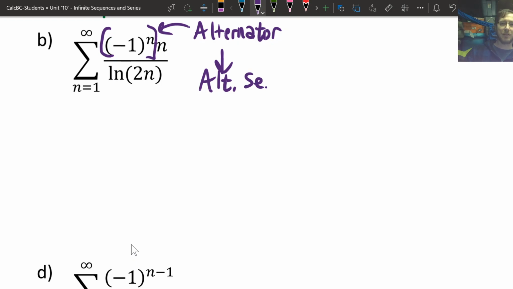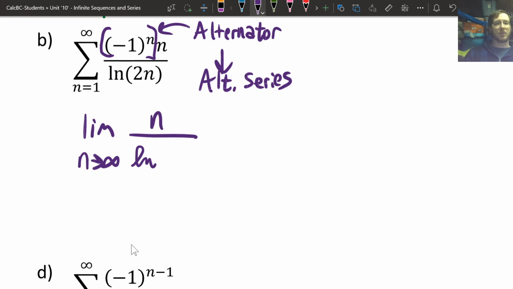All right, so let's see if we can use the AST. We want to look at the limit as n approaches infinity of the rest of that rule. So we've got n over natural log of 2n. We've got linear on the top and a natural log with a 2n in the denominator. We want to find the limit as n approaches infinity. So this looks like a good L'Hopital rule, because if we plug in infinity in both, we're going to get natural log of infinity, which is infinity.